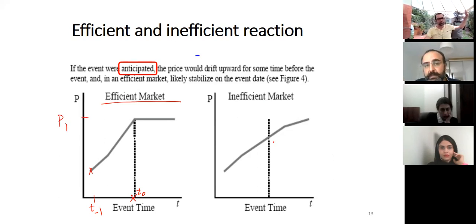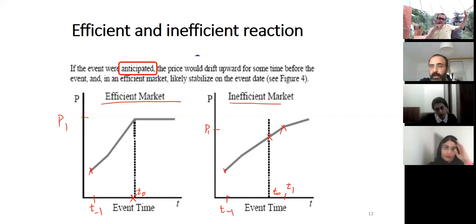Whereas if the market we are working in is inefficient, then the price starts going up at the time of the anticipated event. It hasn't reached the P1 level. So at T0, it hasn't reached P1, because again it takes time until T1. So I'll put T minus one. You get the idea. It starts going up. It doesn't stop at the price that puts it in equilibrium, and it goes even higher. Again, we don't know how long it's going to go up or down.